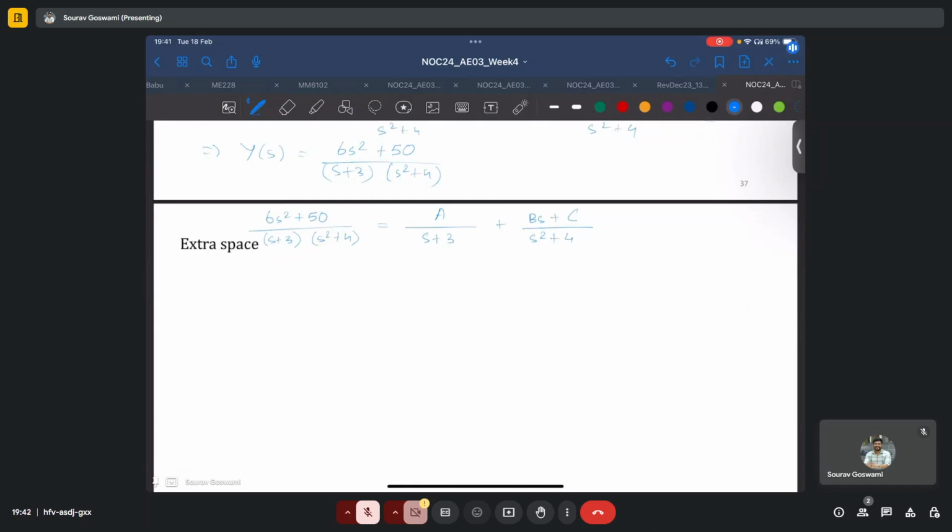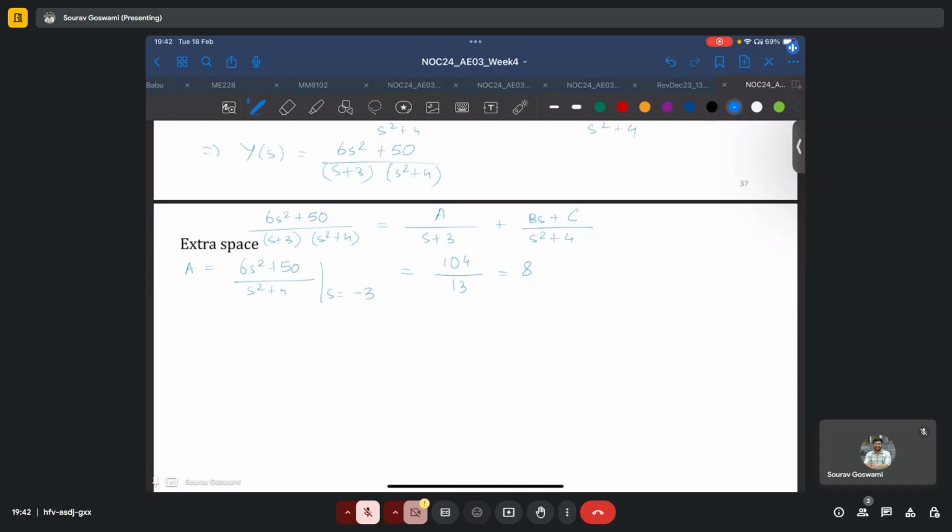We can easily calculate A by using the cover-up method. Let us do that. So A is simply 6s square plus 50 by s square plus 4 calculated at s equals minus 3. And this will give us minus 3 square is 9, 9 times 6 is 54, plus 50 is 104, 9 plus 4 is 13. Is this divisible? Yeah, so this comes out to be 8.